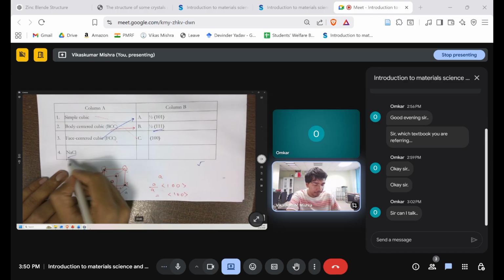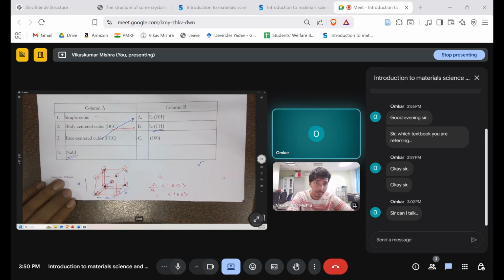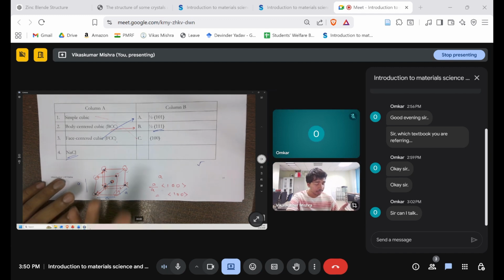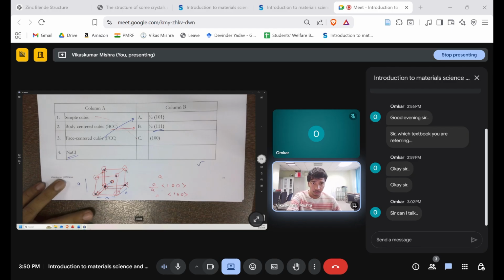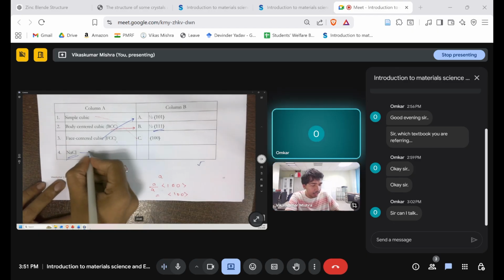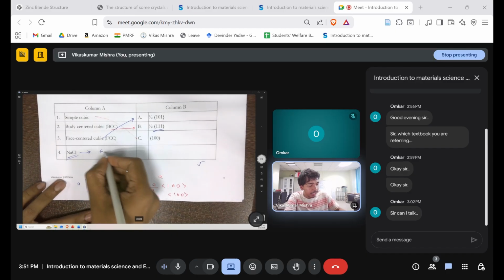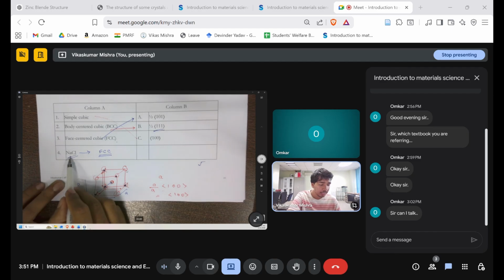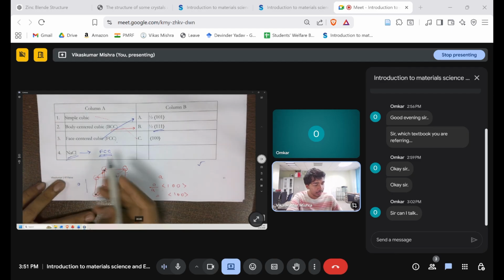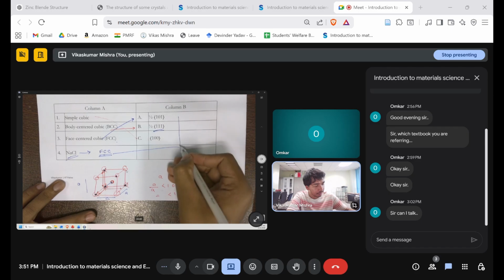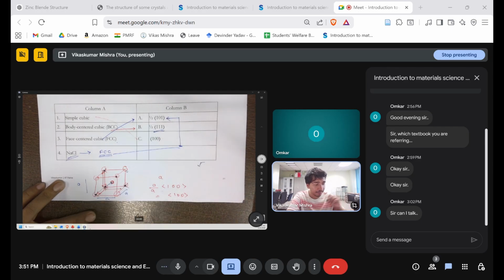Now the NaCl. To answer this, what is the Burgess vector of the NaCl? We need to know the crystal structure of NaCl. It's a rock salt structure. That's fine. We know that the lattice is made up of FCC. Since the NaCl lattice is FCC, the Burgess vector will also follow the FCC. Option A.